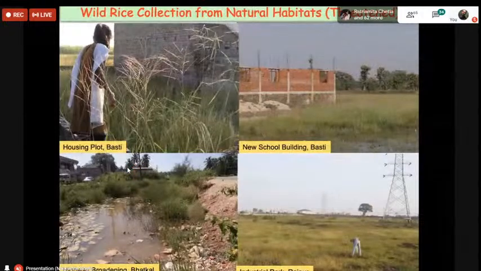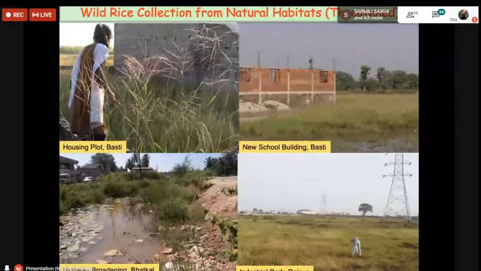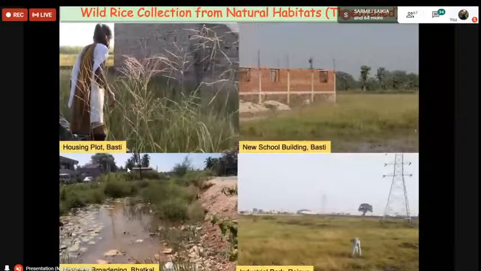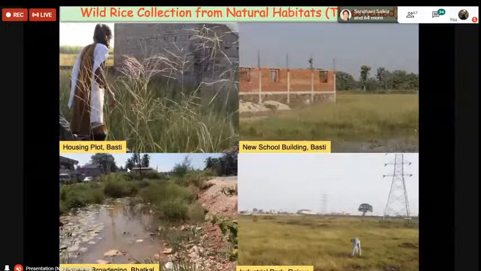Now the last one is the threatened habitat. What I call threatened is that it is depleting very fast. Why is it depleting? Because both the farmers and the development are the enemies of this. The farmers are not the friend of wild rice. They don't want it actually. For them it is a weed. For scientists, it is the source of genes, but not for the farmers.